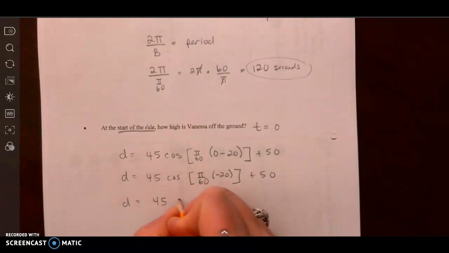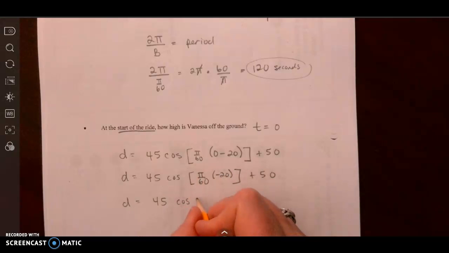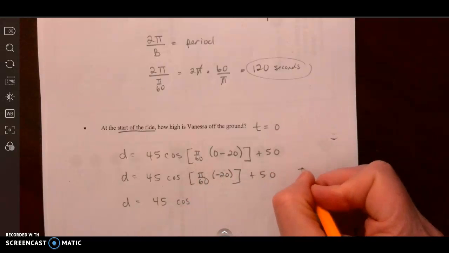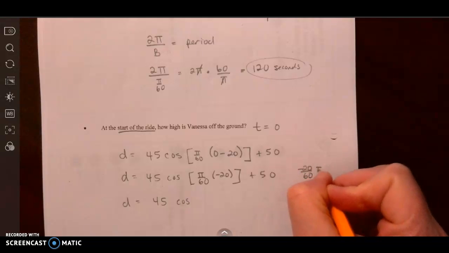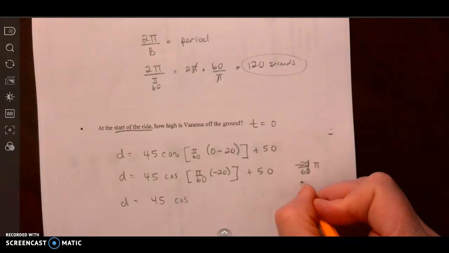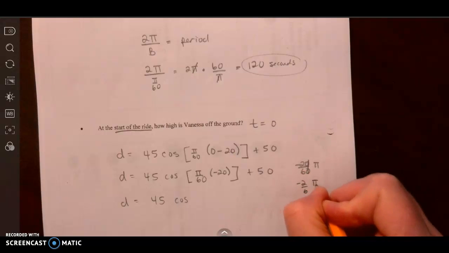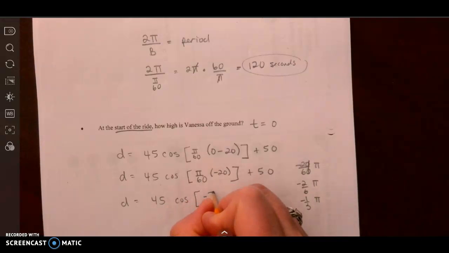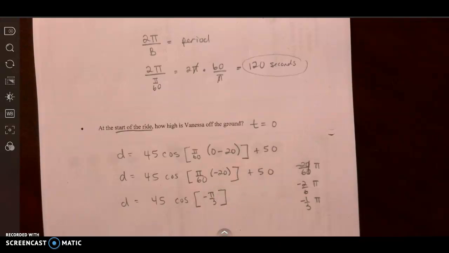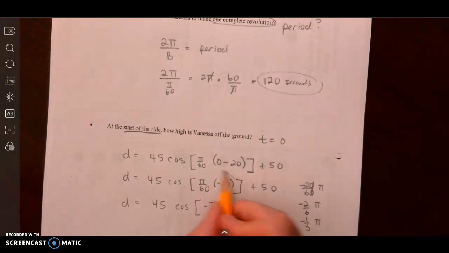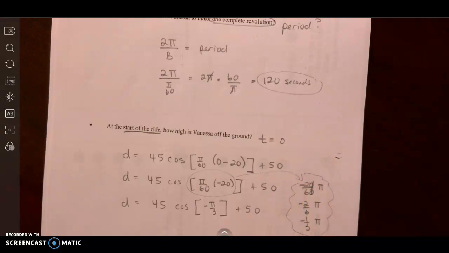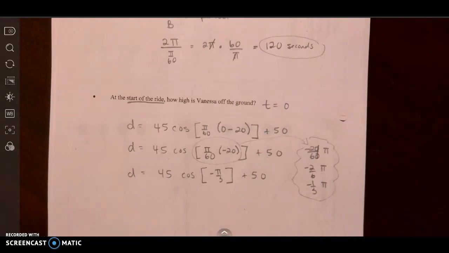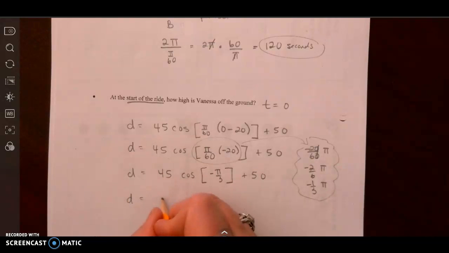Keep simplifying. Cosine, negative 20 over 60 pi. The zeros cancel, and I have negative 2/6 pi, which is negative 1/3 pi. So this is negative pi over 3, plus 50. I just did this part over here on the side. This is kind of like my little thought bubble, if you will, on how to do that. Then I have the 45.